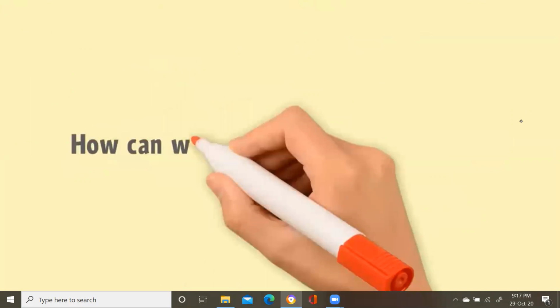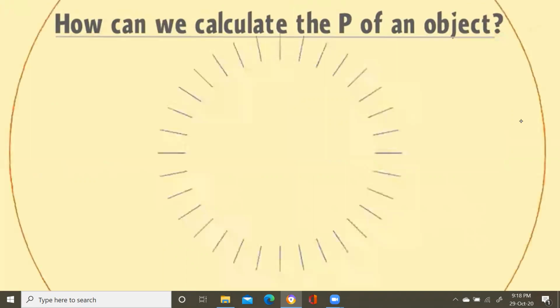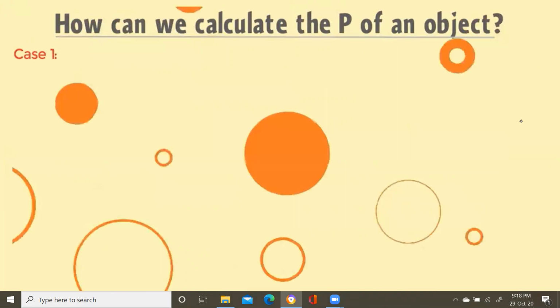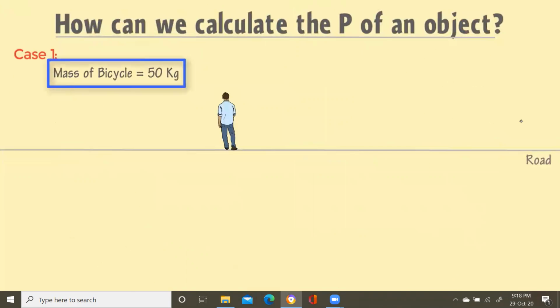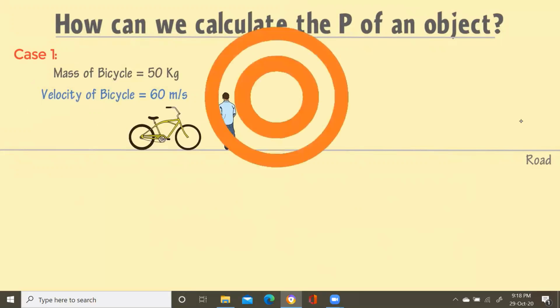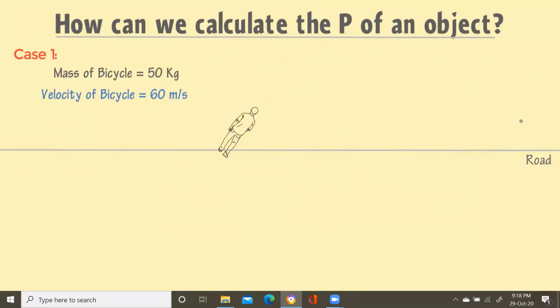Now, how can we calculate the momentum of an object? Let me give you two cases. In case 1, a person is standing on a road, and suddenly a bicycle of mass 50 kg moving with a velocity of 60 meter per second hits the person. As a common observation, the person would only be injured.